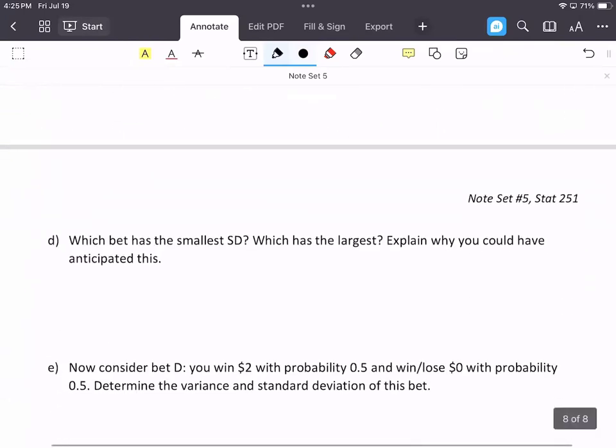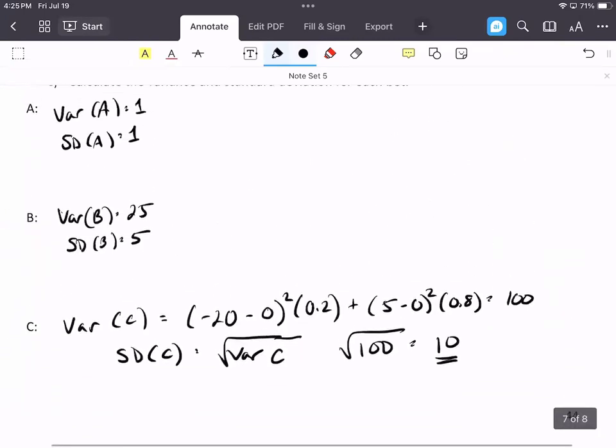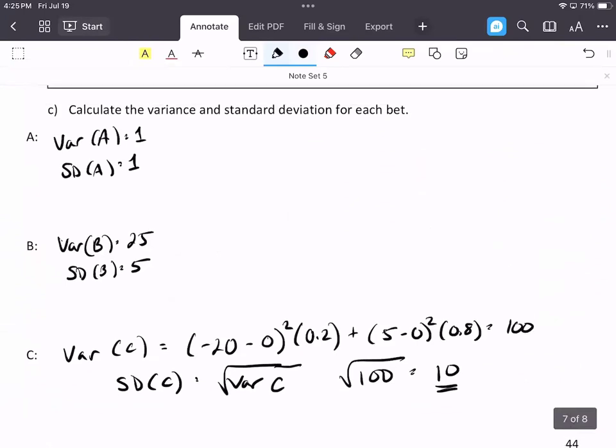Now, which bet has the smallest standard deviation and which has the largest? And explain why you could have anticipated this. Well, let's take a look. A is obviously the smallest. It's got the smallest value. And C has the largest value.